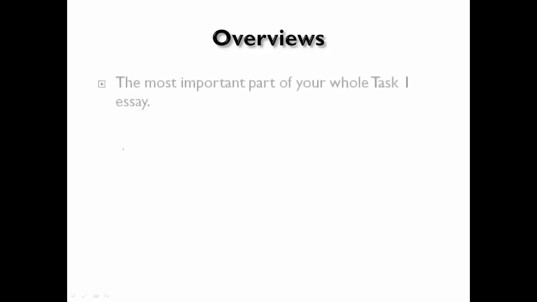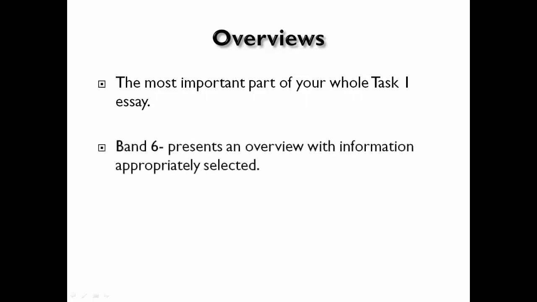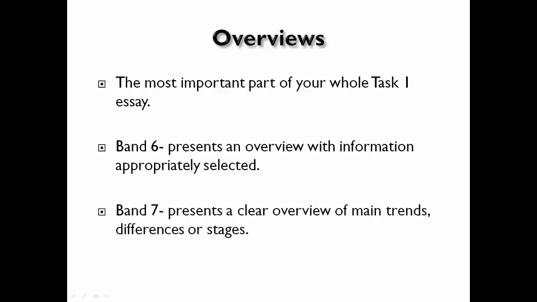So overviews. These are the most important part of your whole Task 1 essay. Why are they the most important part? Because it clearly states in the marking criteria, a Band 6 answer presents an overview with information appropriately selected. So if you don't select the correct information, you don't select the key features, you can't get above a Band 5. You'll get a Band 5. But just because you select the key features doesn't mean that you'll get a very high score. What you need to do is your overview needs to be clear. It needs to be easy to read, easy to understand, of main trends, differences, or stages.